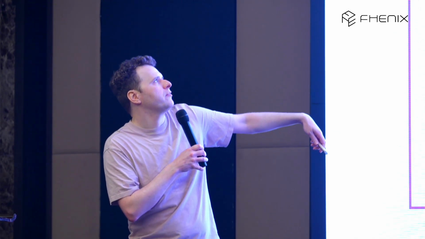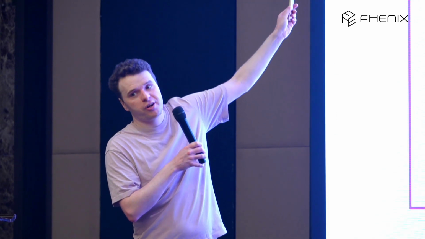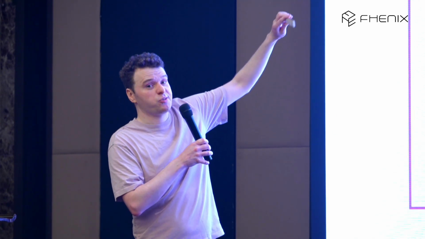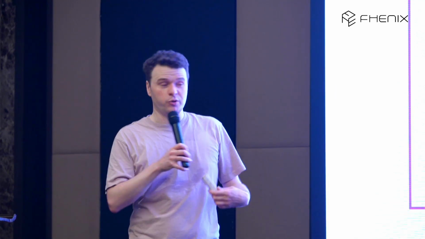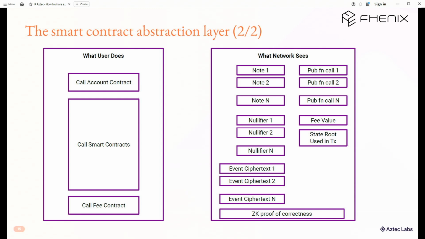Yes, this is more of an explicit example of what the network sees from this kind of abstraction. So the idea is here I have 3 independent functions I want to call: an account contract to validate who I am, some smart contracts which encapsulate the logic of what I want to do, and then a fee payment contract to pay my fee. And what's spat out of that is this thing: a proof of correctness, a bunch of encrypted events and objects to create, and some public function calls. But if you don't have any public function calls, this leaks extremely minimal amounts of information. If every transaction creates the same number of notes and nullifiers, it leaks 0 information.